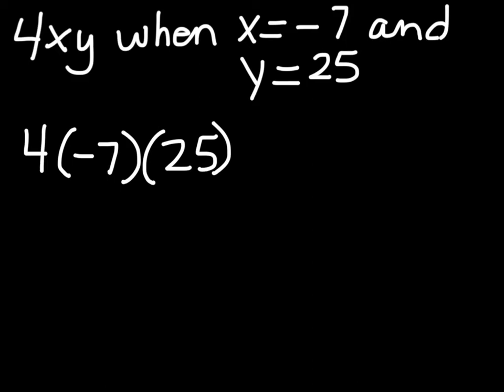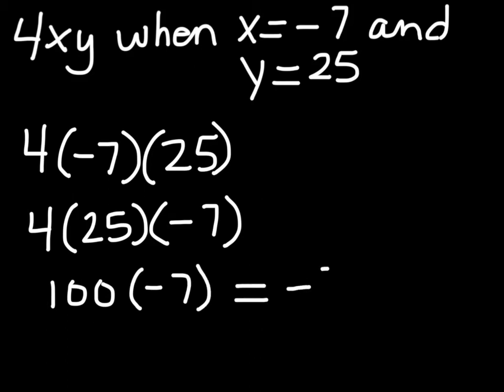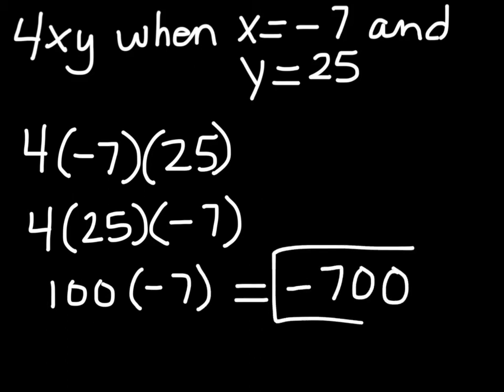So the commutative property of multiplication tells us that it does not matter in which order we choose to multiply these numbers. And the associative property allows us to regroup them in any way that we like that makes the most sense for our brains to do quick mental multiplication. So I'm going to organize the problem like this: 4 times 25 times negative 7. Because I know that 4 times 25 is 100, times negative 7 gives me a very easy answer of negative 700. So there is our final answer.